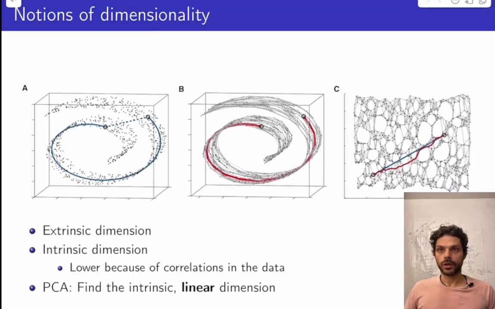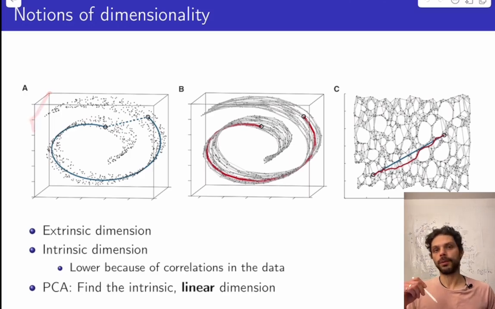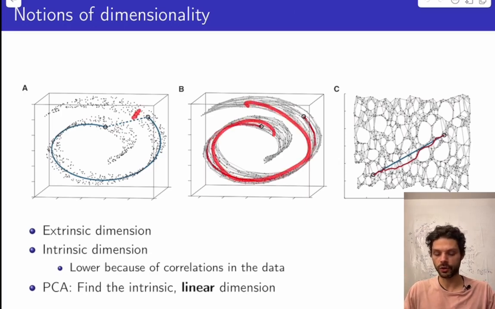So, notions of dimensionality. Before we get into dimension reduction and all of that, let's just talk about what we mean by dimension. So we saw this Swiss roll example, and it has an extrinsic dimension, which is the dimension the data arrives in. There are 3 dimensions, but we can see that it lives on a low dimensional set. The data actually is coming from a low dimensional set.